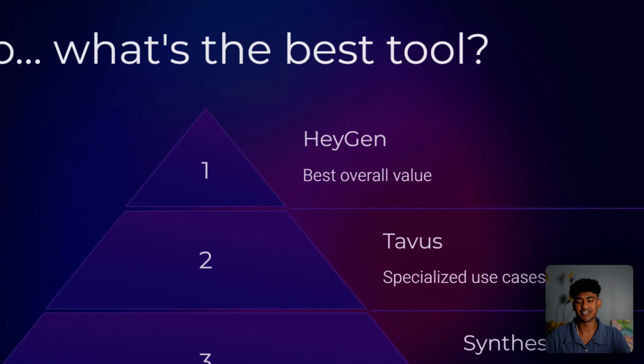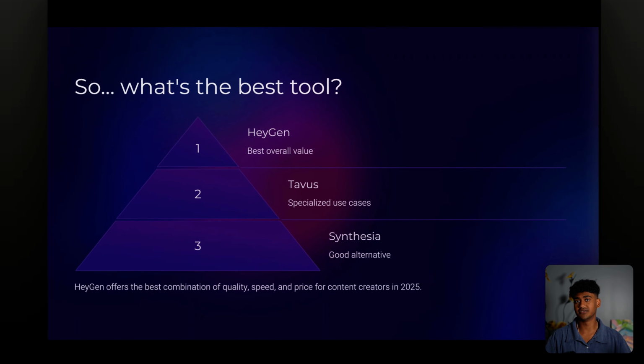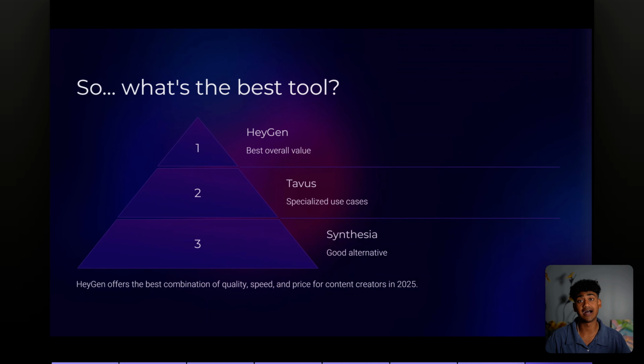So what is the best tool? I would say HeyGen is definitely number one. It's the best overall value. It's the best use case, speed, intuitive UI, and highest quality clone.